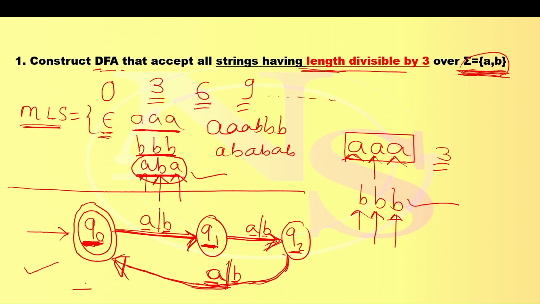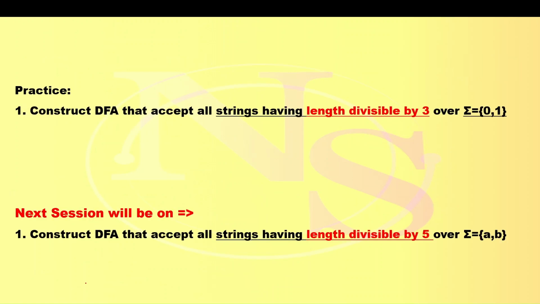You can practice a similar kind of question where the length of the string should be divisible by 3 but sigma is 0, 1. In the next session we will be learning how to design automata where the length of the string should be divisible by 5.